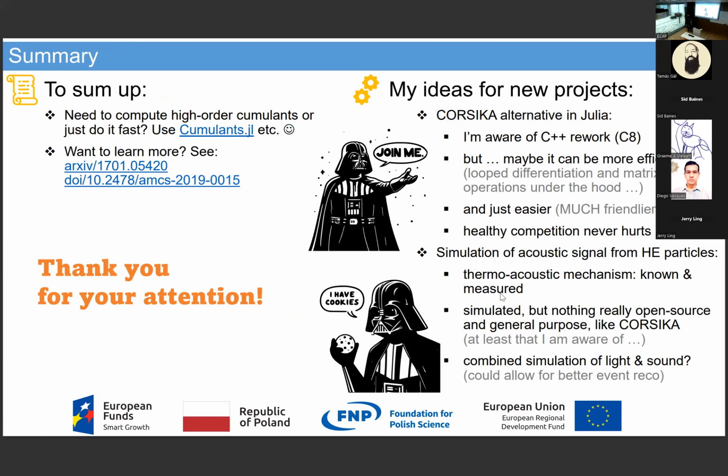I didn't really talk about what, for example, Corsica is, but it's basically a code to simulate cosmic ray interactions. And my background is mostly actually Monte Carlo simulations. So what I'm thinking about is, for example, a project where we develop something alternative to Corsica, but in Julia. I'm aware, of course, that there is Corsica 8 ongoing, but perhaps it can be done more efficiently and hopefully also be easier to write. It never hurts to have something to compare Corsica against, because so far it's the only thing you really have from serious Monte Carlos.